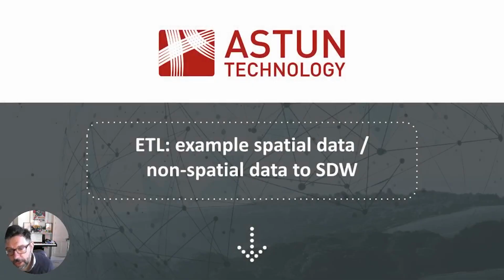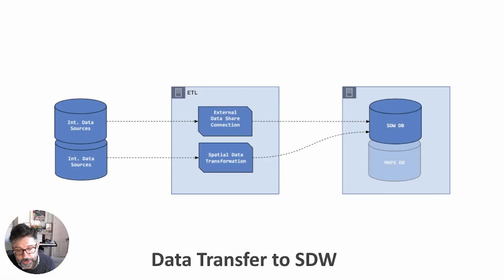So next on our list is looking at data that the ETL would transfer to the SDW, and that is both spatial and non-spatial. So this is a diagram of how that would work. Normally, you would have internal data sources on the left-hand side. Non-spatial would be imported via external data share connection, and spatial data would make use of a spatial data transformation task. And both of them can go to the SDW.